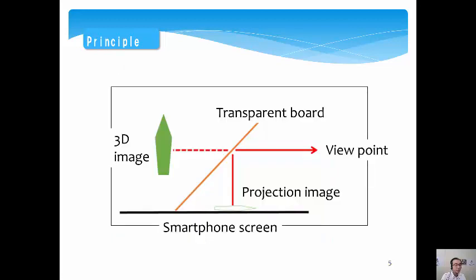And this is the principle of the Pepper's Ghost. This part is the smartphone screen, and the smartphone displays a projection image on the screen here. Then we set a transparent board like plastic or acrylic here. Then the projection image is reflected against this transparent board. So that's why people can see a 3D image behind this transparent board. This is the principle of Pepper's Ghost. So to reach our research objective, if we use this mechanism of Pepper's Ghost, it might achieve our research purpose.